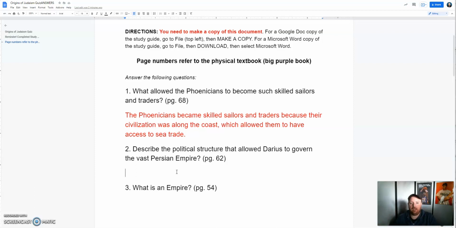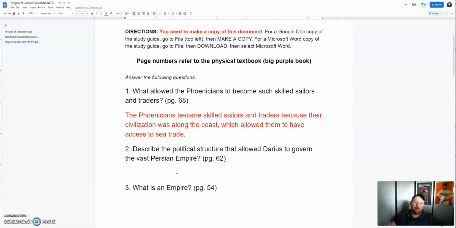You really can't communicate. So what you've got to do is put somebody in charge who you trust. And that's what Darius did, right? He broke his empire up into smaller pieces, territories called provinces, and then he put somebody he trusted in charge of each province. So it's kind of like the United States, right? We have this big country, broken up into smaller states, and each state is led by a governor.